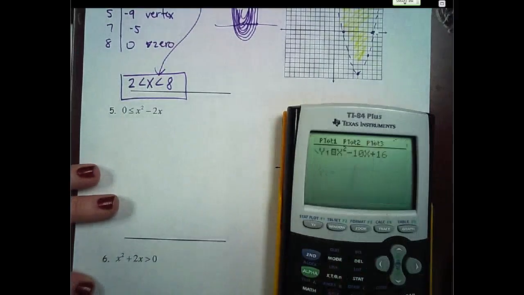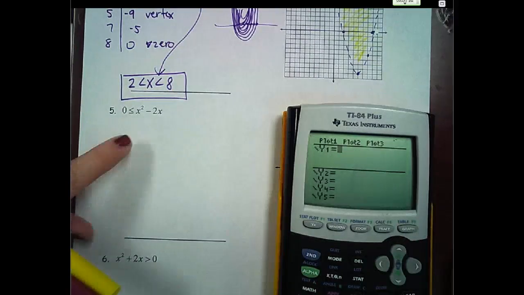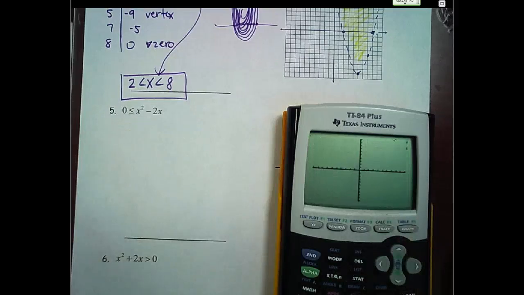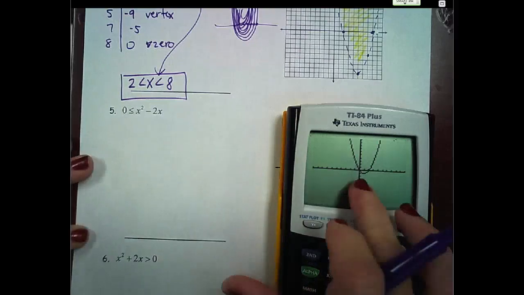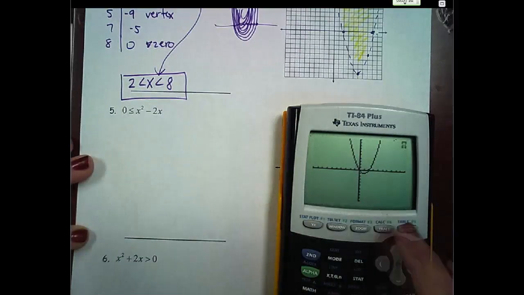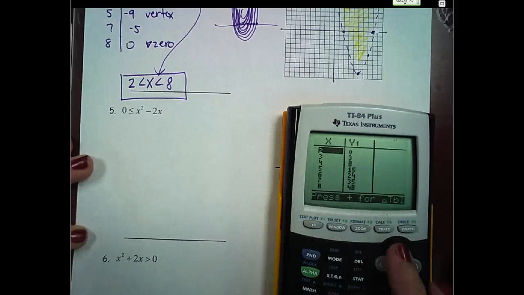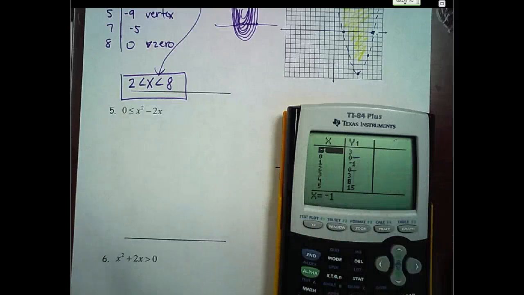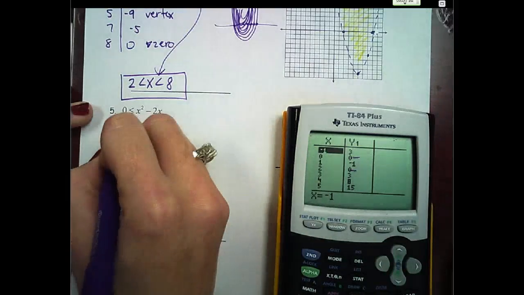Go to y equals and type it in. X squared minus 2x. It's got a minimum. Let's go to the table. It looks to me like it's 0 and 2. You can go to the table and check. I'm looking for when y is 0. And yep, there it is, here and here. The answers to a quadratic is when y is 0. So build your table.